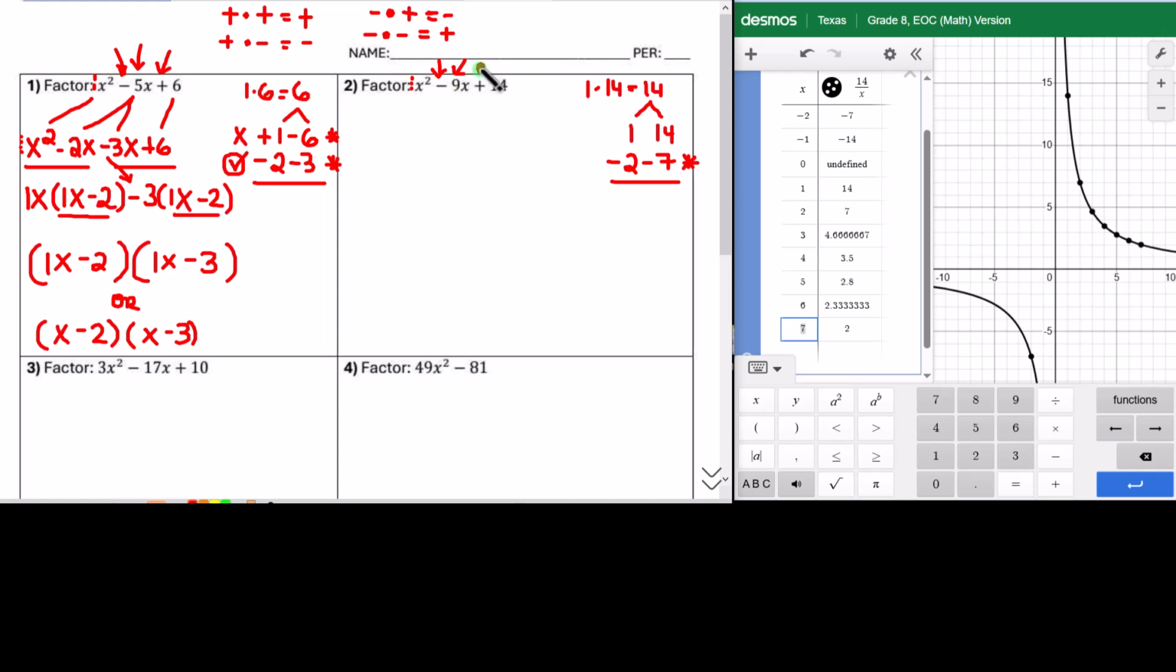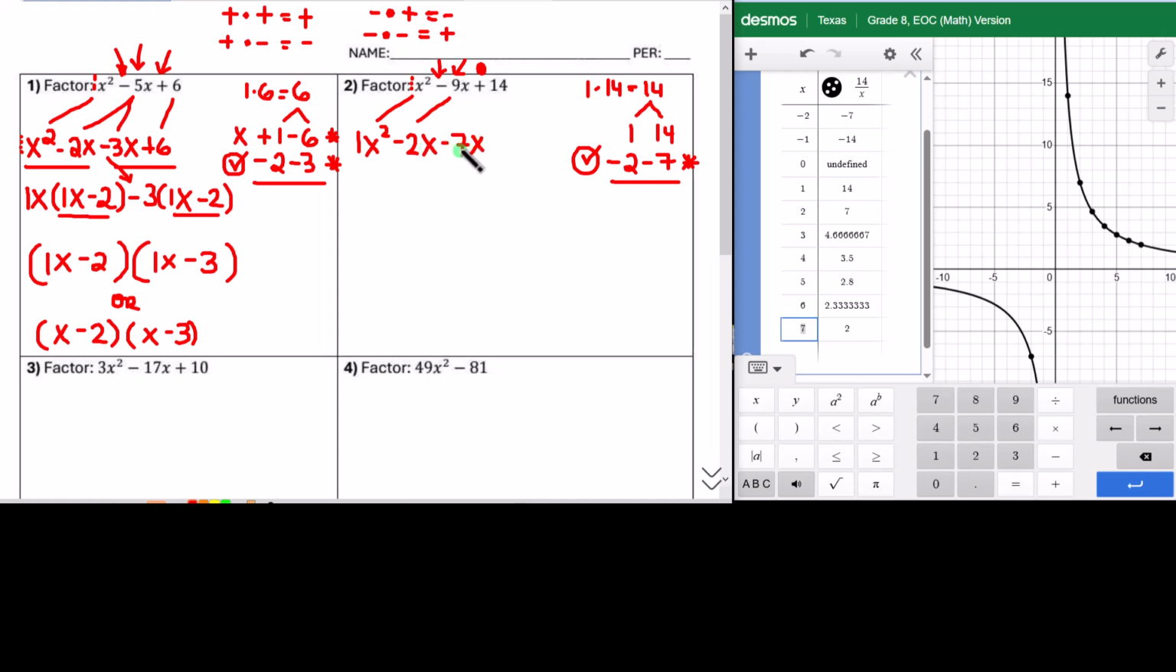Final step is this sign right here. I need to check, is a negative times a negative a positive? And the answer is yes, a negative times a negative is a positive. So that means this pair will work for my factorization here. So I'm going to copy the first term, 1x squared. I'm going to break down -9 using the two numbers that I chose, which is -2x minus 7x.